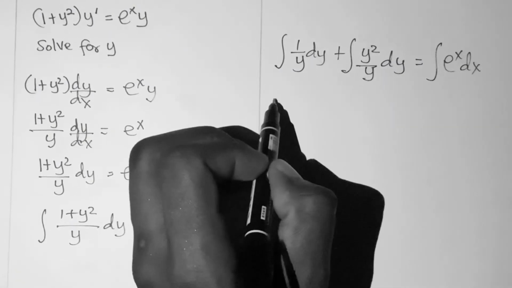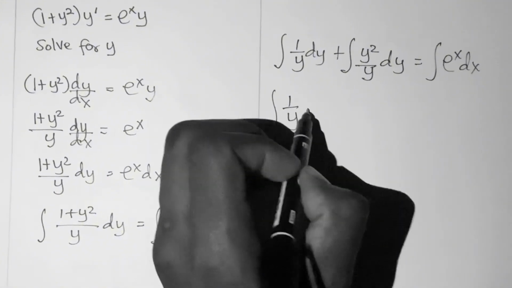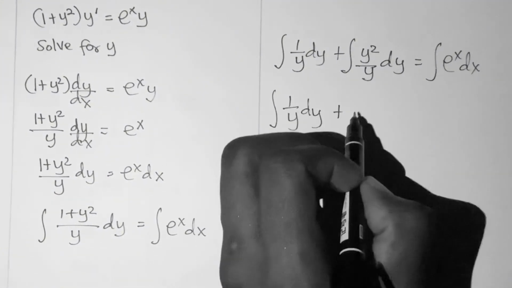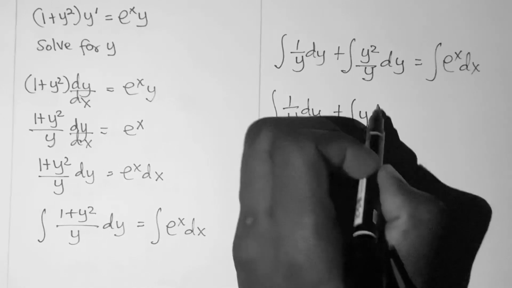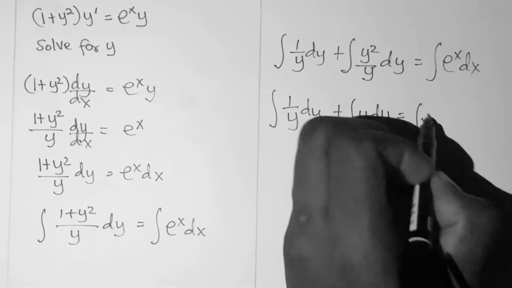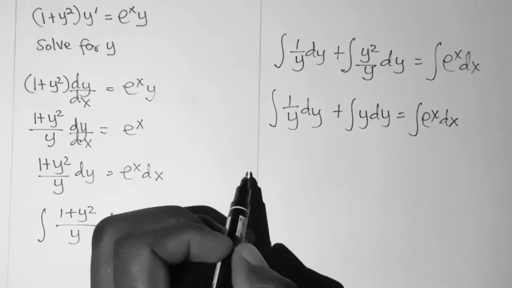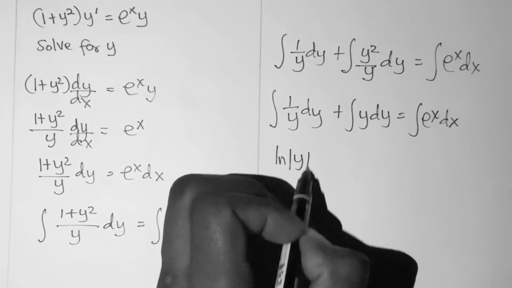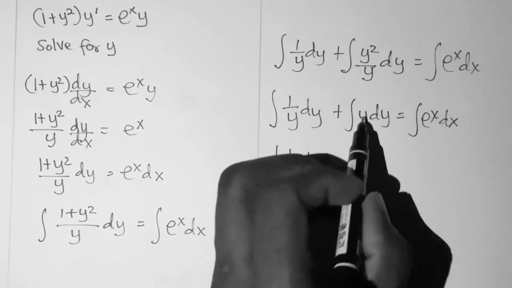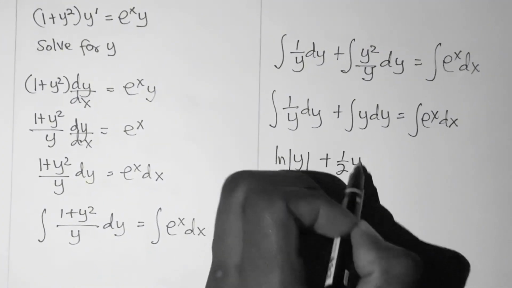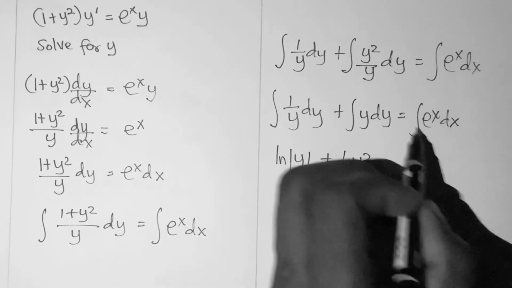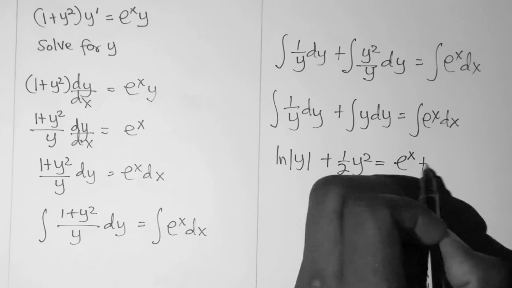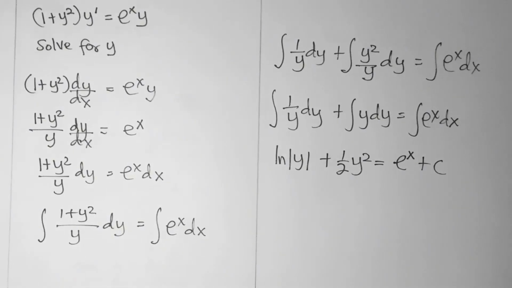This further becomes the integral of 1 over y dy, plus y squared divided by y, which is the same as the integral of y dy, equals the integral of e to the x dx. Now, if you integrate 1 over y, you get the natural log of the absolute value of y. Then plus, if you integrate y, it is half of y squared. And that is equal to, if you integrate e to the x, you get e to the x. So this becomes e to the x plus the constant of integration c.